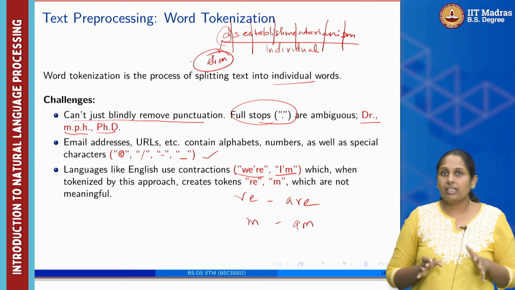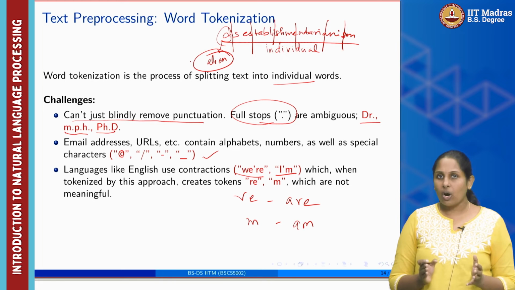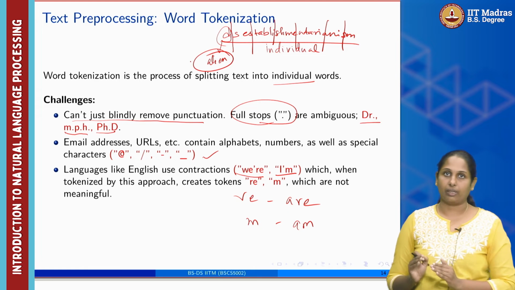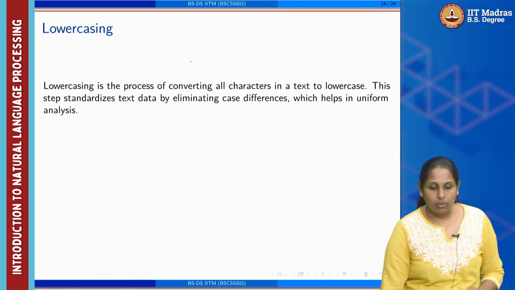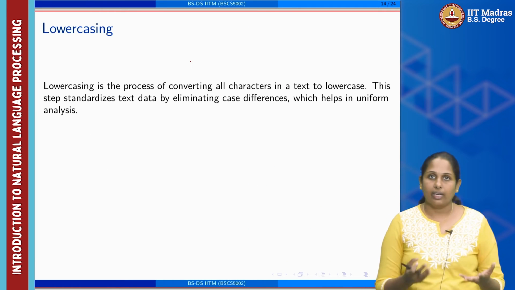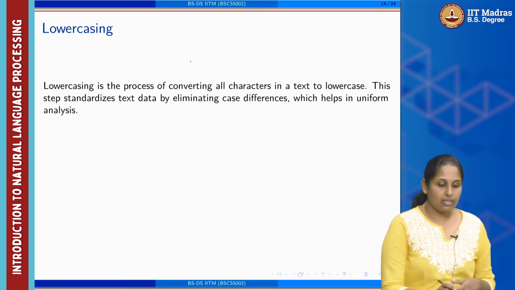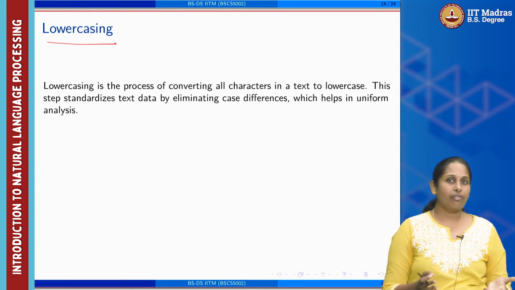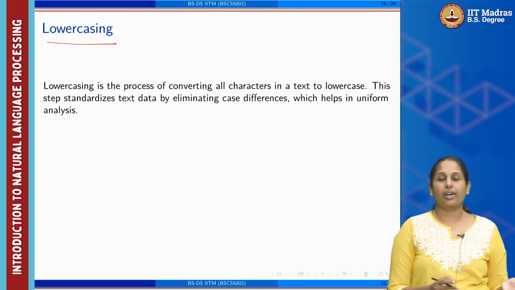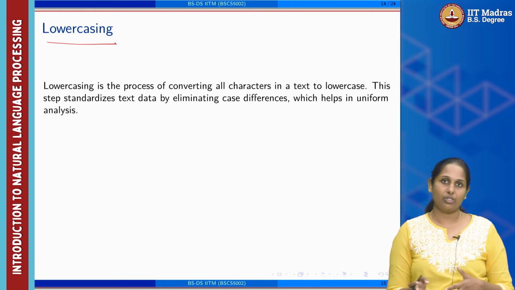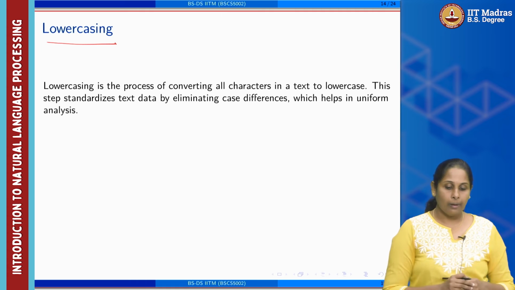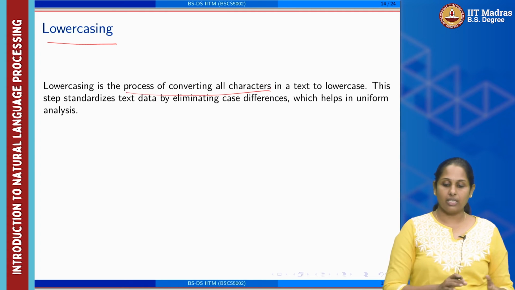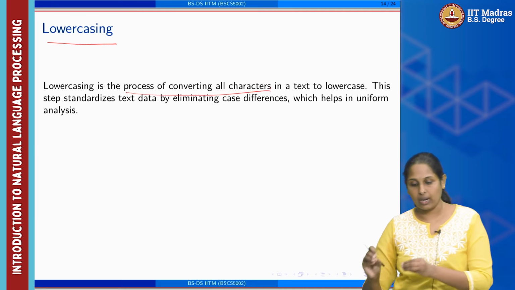But in this particular session, by tokenization we mean splitting the text into meaningful elements. Okay. Now, let us go to another text pre-processing stage, that is called lowercasing. It is very important in languages like English. Of course, in Indian languages, most of our languages do not have a difference between lowercasing and uppercasing. So, lowercasing is nothing but the process of converting all characters in a text into lowercase.